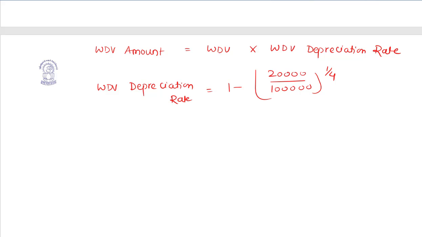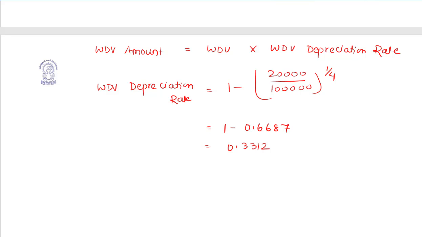Just press root 2 times. You have pressed root 2 times. After that, the figure on your calculator is 0.6687. So just write 1 minus 0.6687. If you subtract it, you will receive 0.3312. So this is the amount you have received.